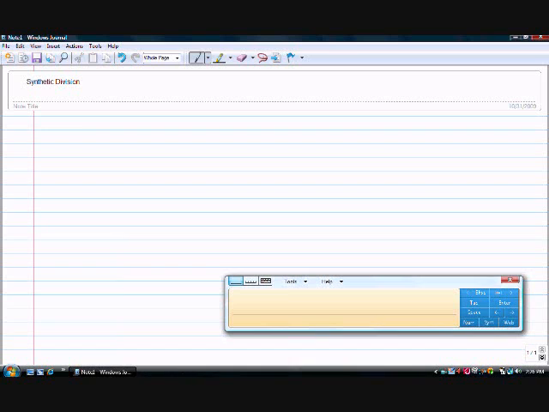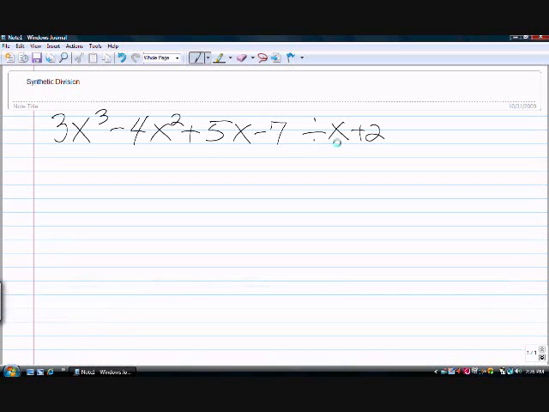So let's take one that I can do with polynomial division. I'm going to take 3x cubed minus 4x squared plus 5x minus 7, and I'm going to divide that by x plus 2. Again, this is going to work because the coefficient on the x here is 1, and this is a binomial. Otherwise, I have to go back to polynomial division. Alright, so here's what we do.